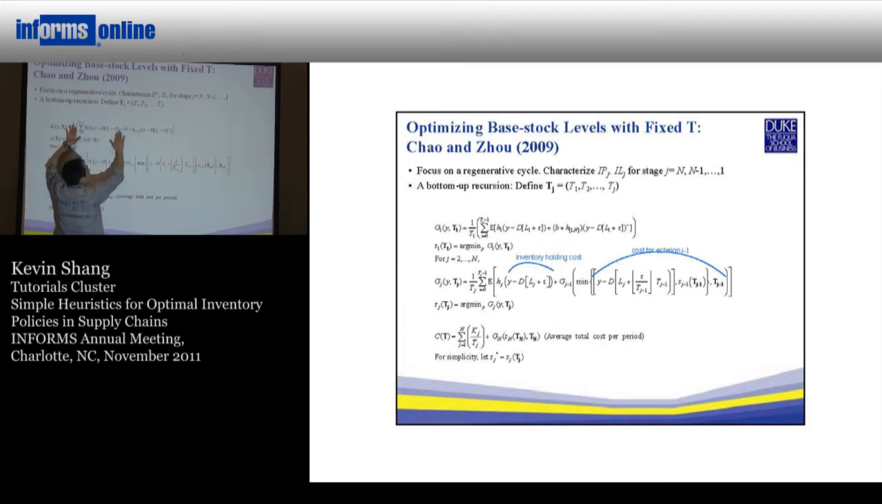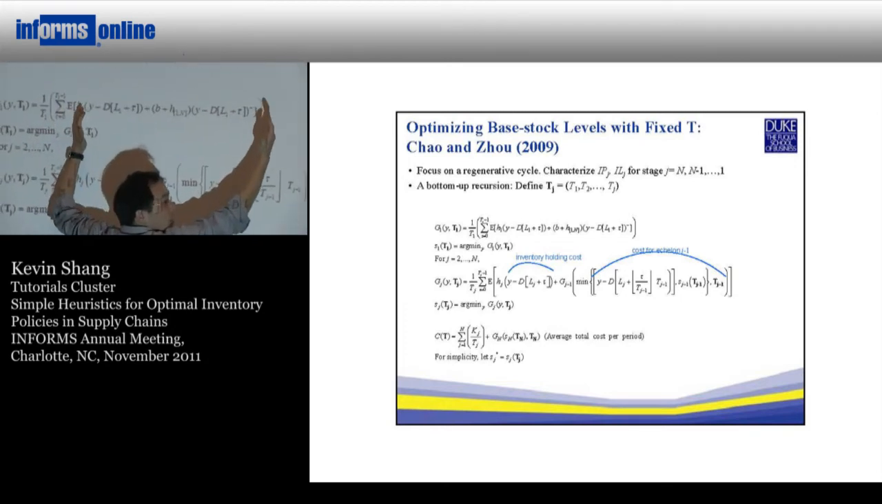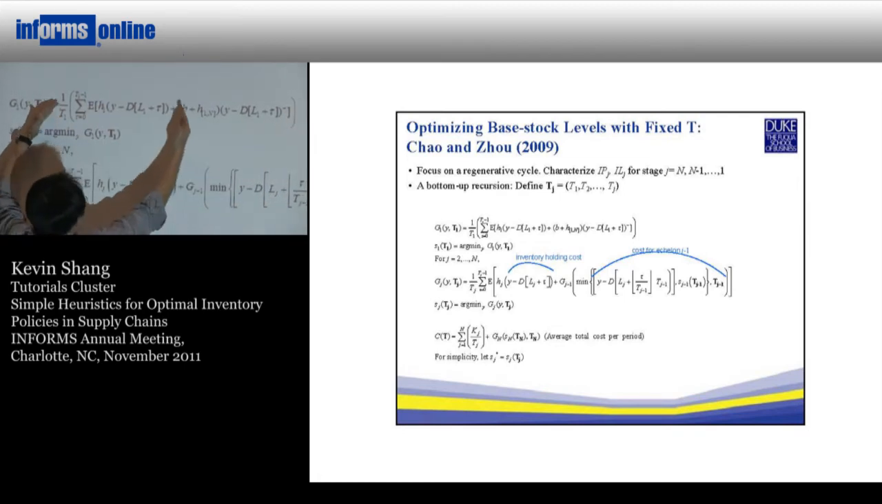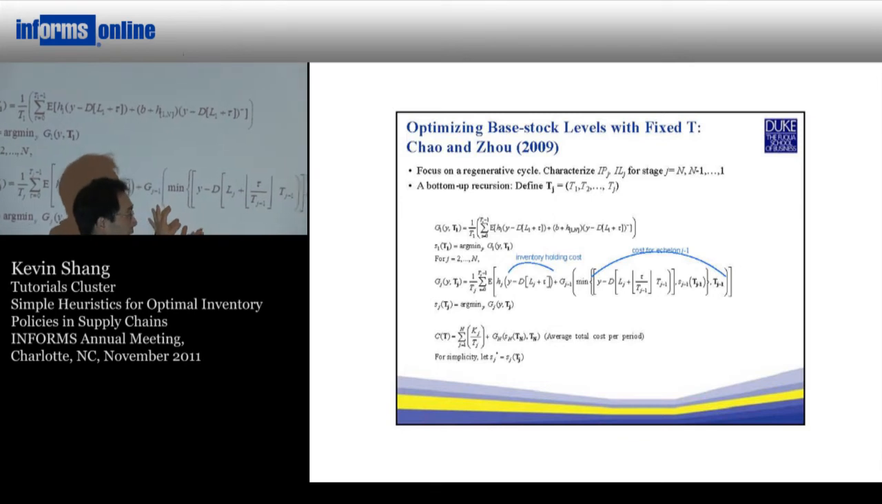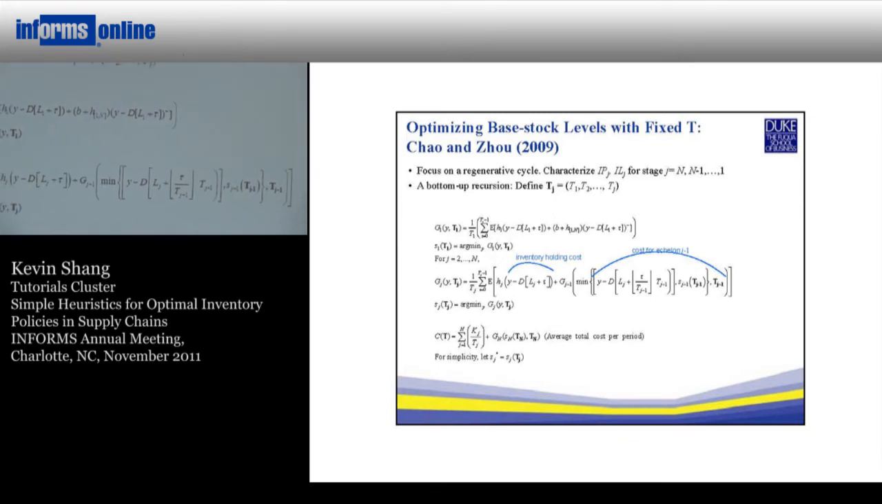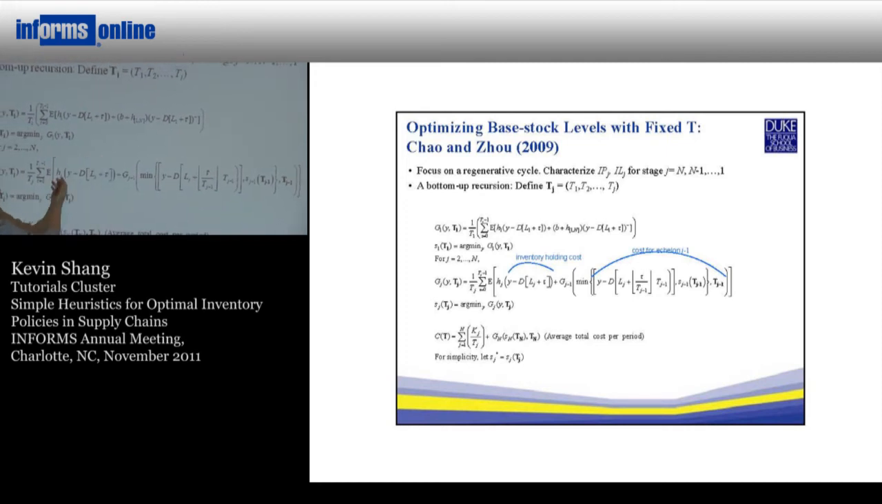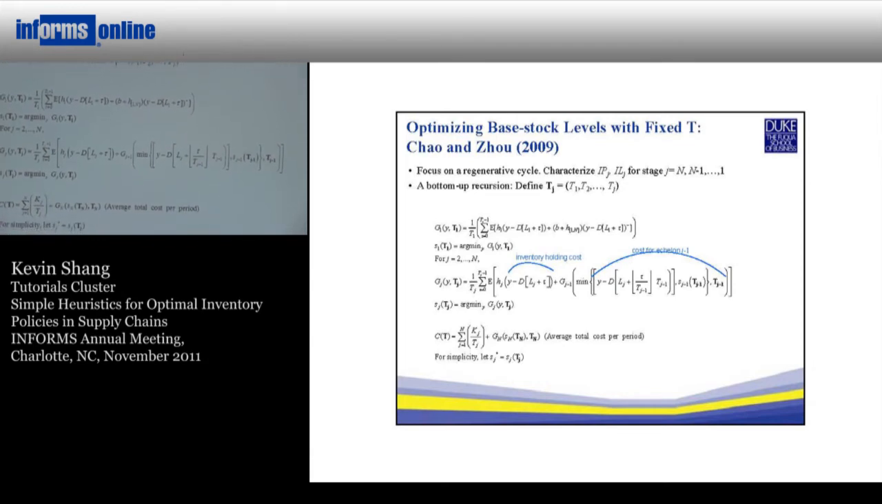times the sum of the holding cost incurred during that T1 period. And I solved this recursion here, which is something very messy, but it's a recursion function that you can use. And this is the holding cost part for that stage J. If you run this, you can evaluate the system cost.